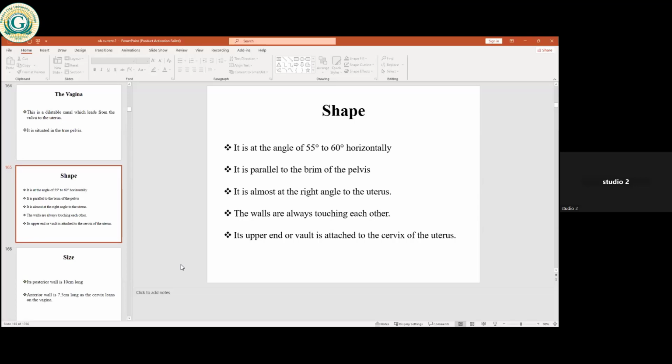Let me repeat here. In obstetrics, we divide the vagina into three. We have the lower vagina, which is just near the vulva, the middle vagina, and the upper vagina. The upper vagina is very close to the cervix. Lower, middle, and upper vagina. The upper vagina has another part, which we call the vault.